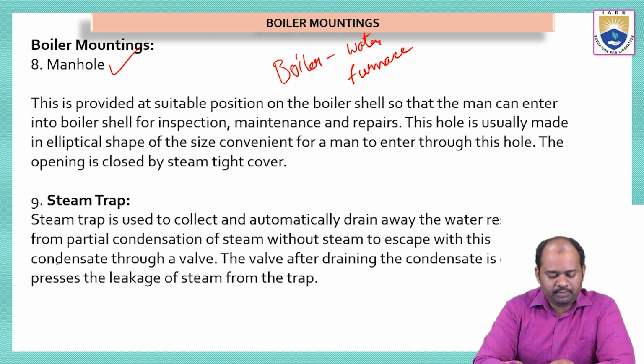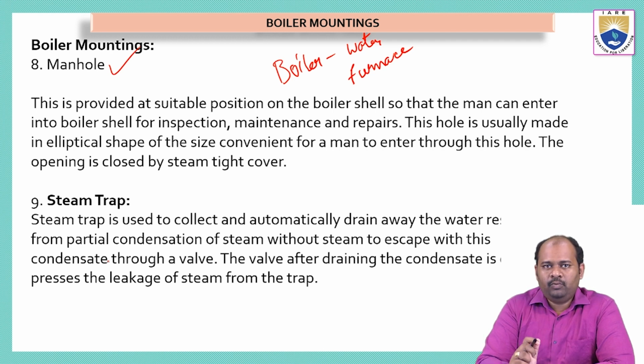So what is a steam trap? A steam trap is used to collect and automatically drain away the water resulting from partial condensation of steam, without steam escaping with this condensation through a valve. So the steam trap is a device attached to the boiler. It will automatically drain the water that results from the condensation.